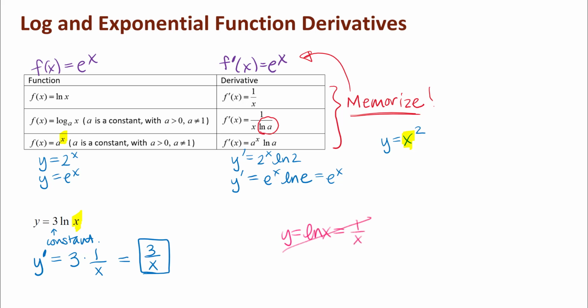That's not true. That's false. Ln of x is not the same as 1 over x. One of them is the function and one of them is the derivative. They are not the same thing. So don't write that the derivative is equal to the original function.